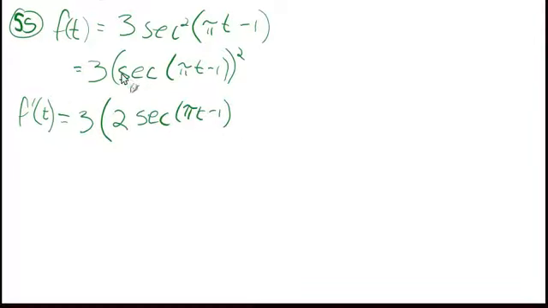But what we see here is it's not just any something, it's not just t, it is this whole thing, which means use the chain rule. The derivative of the secant of something would be the secant of that thing times the tangent of that thing. Times the tangent.